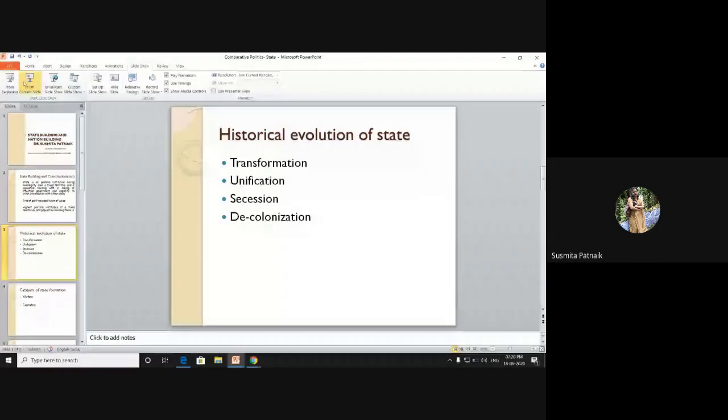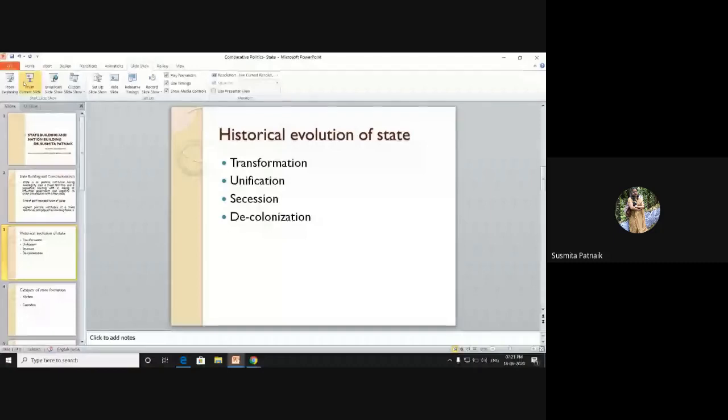Transformations means a country, suppose India, or some other countries, which has been transferred from dependent to independent. Before 1947, India became an independent state, and it was transferred from dependent to independent. That is called the process of transformations. When a political system is transferred from one to another, that is called the system of transformations.